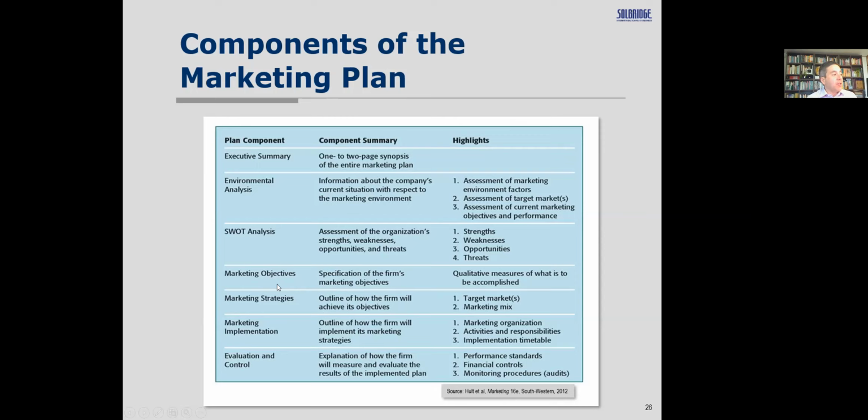Marketing objectives, marketing strategies, which we talked about many of those already, marketing implementation and evaluation and control. So these are going to be the components of the marketing plan that you'll do in a group presentation near the end of the course. So start thinking about that, thinking about which groups you'll get together, think about possible products or services you want to create a marketing plan around.